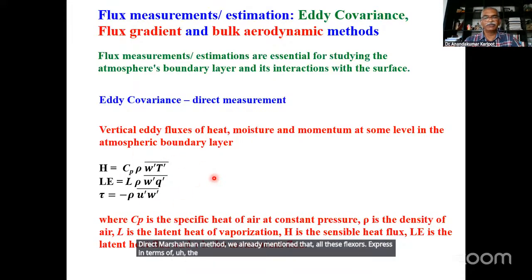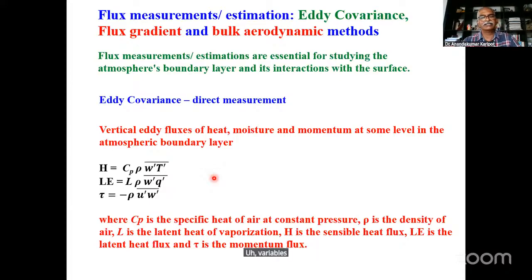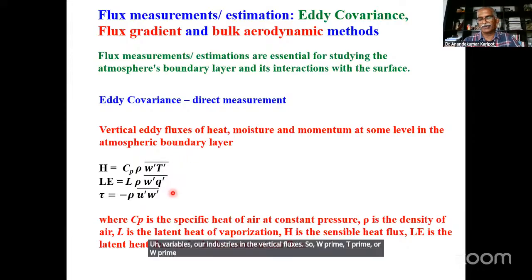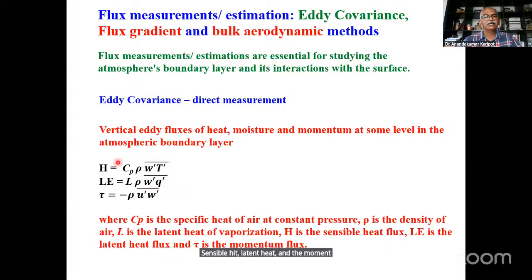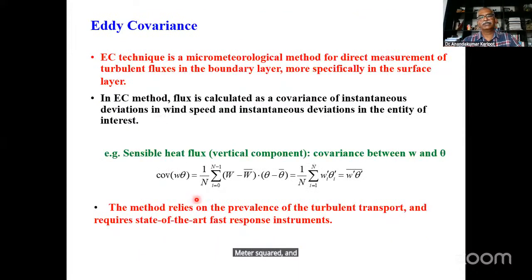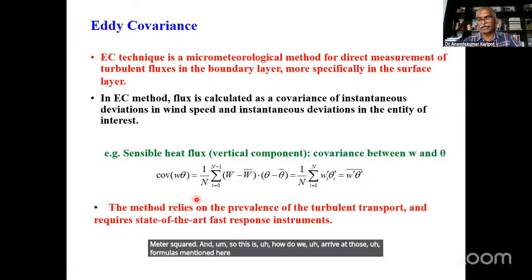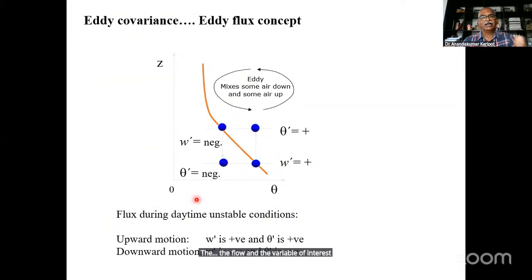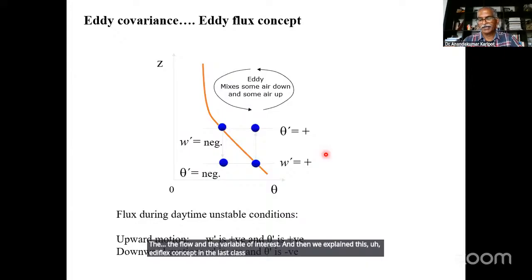We already mentioned that all these fluxes we can express in terms of the covariance between two variables. Our interest is in the vertical fluxes. So w'T', w'q' or w'u' gives the sensible heat, latent heat, and momentum fluxes. You multiply with Cp rho and you get the actual fluxes in watts per meter square. How we arrive at those formulas is mentioned here: basically, the covariance between the flow and the variable of interest. We explained this eddy flux concept in the last class, and that's how we are getting those fluxes.